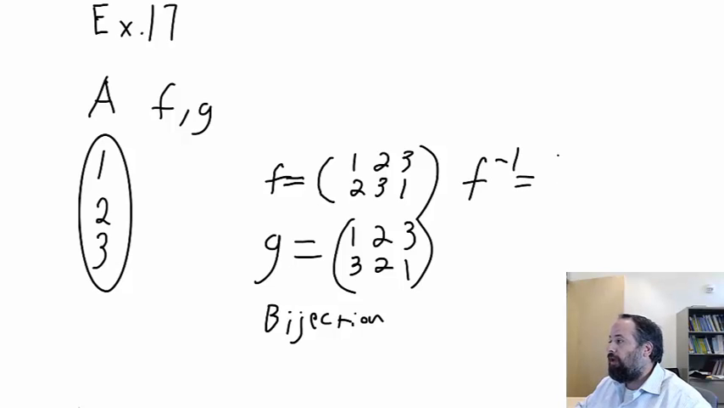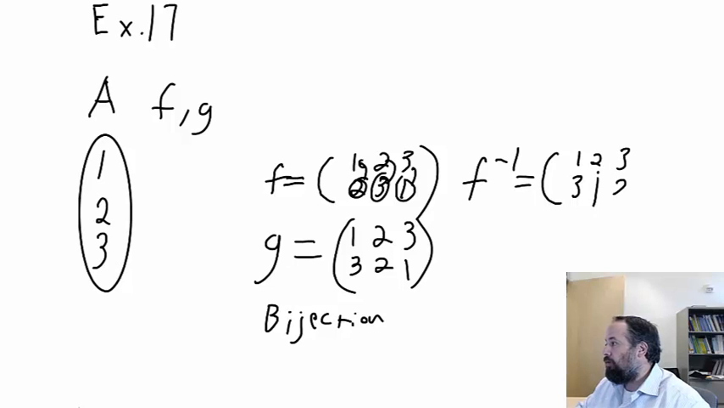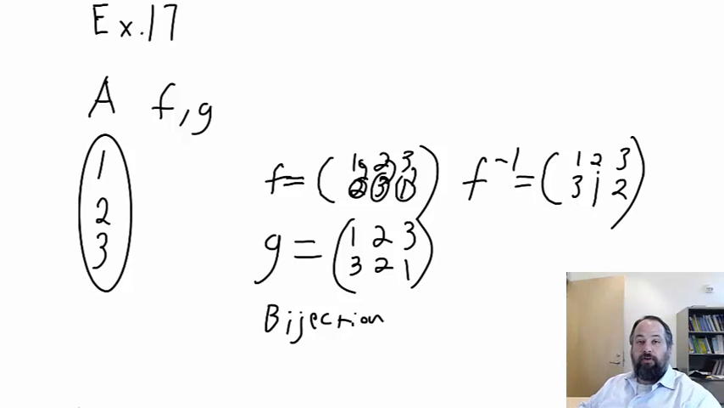Also, because it is a bijection and because it's a permutation, then we can have an inverse of F. What's the inverse of F going to be? Well, in the inverse of F, 1 maps to 3, 2 maps to 1, and 3 maps to 2. So that is F inverse. If you do F, and F of F inverse is always the identity, right?